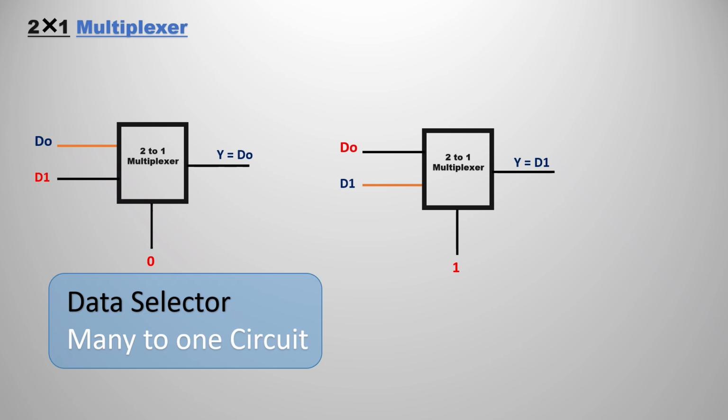As we are selecting the data from many inputs to only one output, these multiplexers are also known as data selectors or many to one circuits. We can simply say that from many we are selecting one output, that is known as many to one. Instead of always saying multiplexer, there is a shortcut name, we can simply call it MUX. Remember this, MUX.